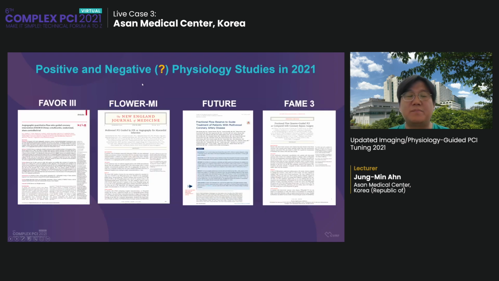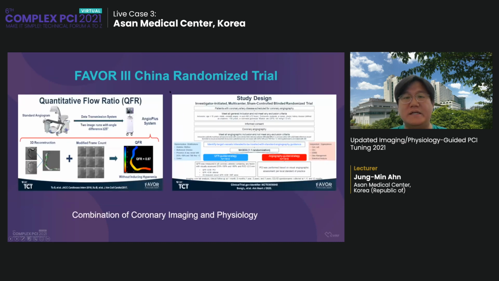cath lab. But this year we have at least four very interesting studies, positive and negative physiology studies. The first study is the FAVOR 3 trial presented at this year's TCT. The FAVOR 3 trial used QFR instead of direct FFR measurement. QFR is a kind of combination of coronary imaging and physiology.